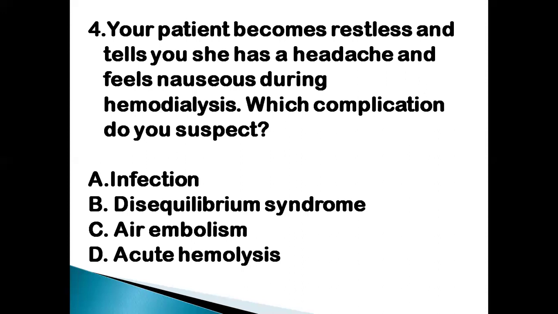So here, which complication do you suspect? There is no hypotension symptom here. Headache and nausea only are given. So what will be the answer here? Dialysis disequilibrium syndrome. The sudden shifting, the removal of urea and so on, causes the brain cells to inflame, and there is headache and nausea. Got the point? So this is the answer. For each question you have to know the rationale. Got the point? Okay, we'll move on to the next one.